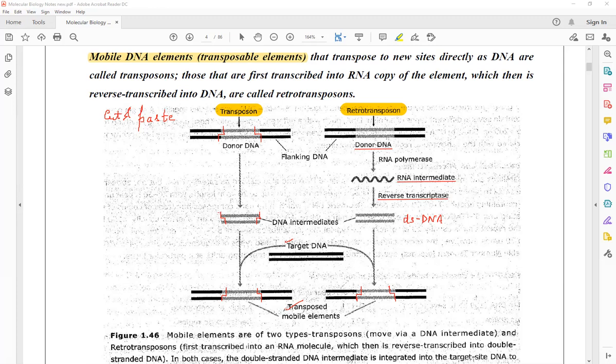Once it has been inserted, it has moved from one location to the other. But what happens in the case of retrotransposon is that the promoter region is never copied. See, for the transcription of a particular gene, there is a sequence present upstream to that particular gene. This sequence is referred to as the promoter region. It is this promoter where the RNA polymerase is going to bind.